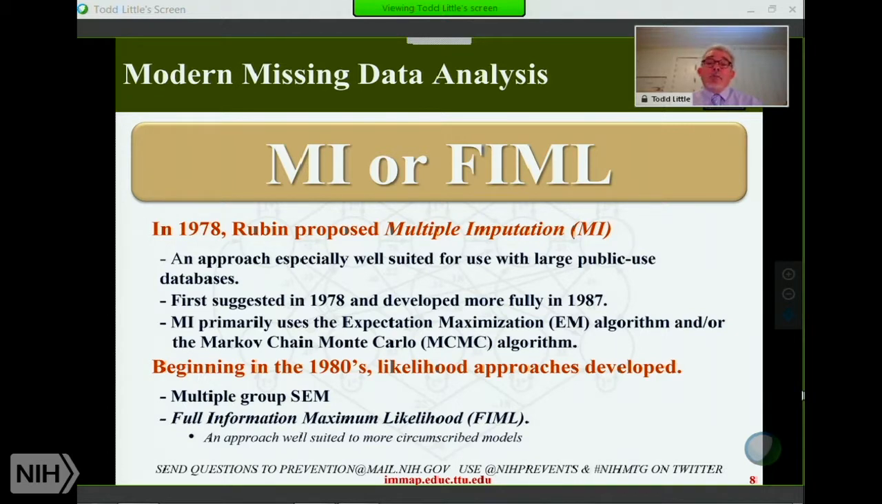FIML, on the other hand, is a one-time analysis system. It fits your model to the data in the presence of missing data and makes the corrections based on the information that is part of your analysis model, as well as information that's contained in the auxiliary block.